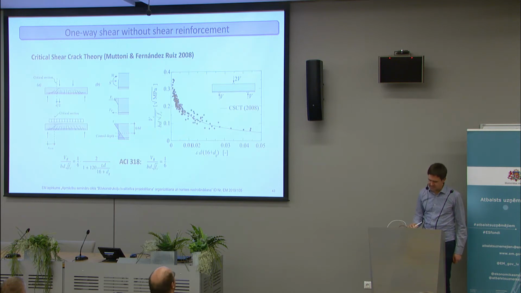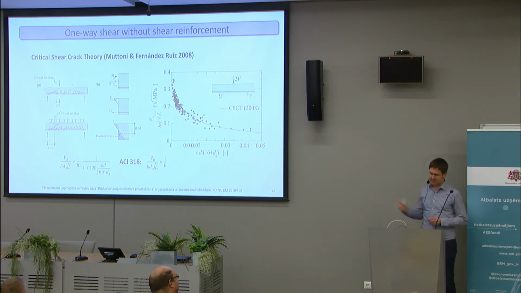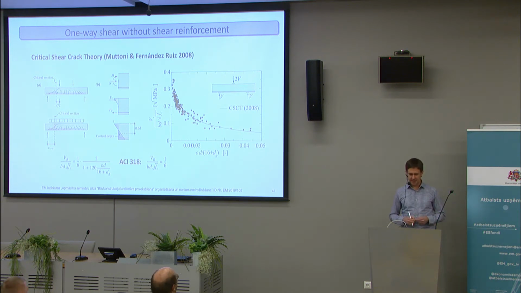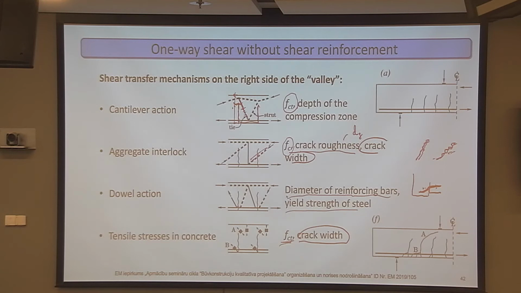So based on these assumptions, Professor Aurelio Muttoni, who was my thesis supervisor, and Dr. Fernández Ruiz proposed a theory that they called the critical shear crack theory, where they looked into the failure of one critical crack. Before the failure you have more or less equal flexural cracks, and then at or just before failure, one of these cracks will propagate into the compression strut and cause the failure.